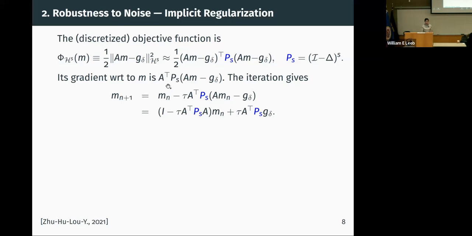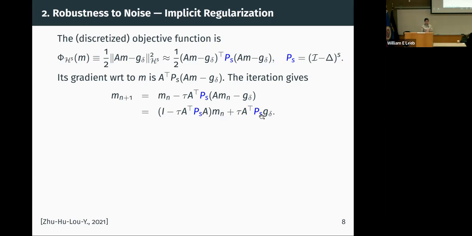And now we are going to do gradient descent, and the objective function is written here. We can very easily see the gradient will be A transpose PS times the residual. Different from the standard normal equation gradient, where PS is the identity, we have this weighting matrix in front of the residual. When we do one step of gradient descent, where tau is the step size, m_n minus tau times the gradient, you can see it will be a linear combination of the current iterate and the data: the data G delta, weighted with PS and back propagated.